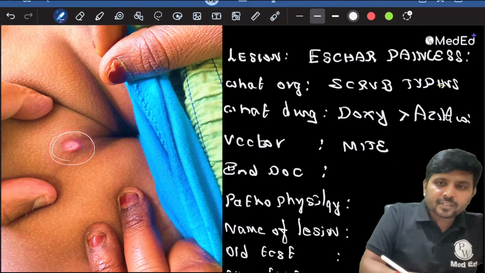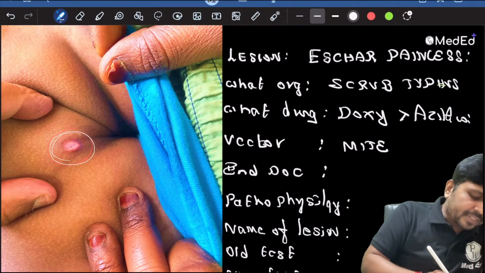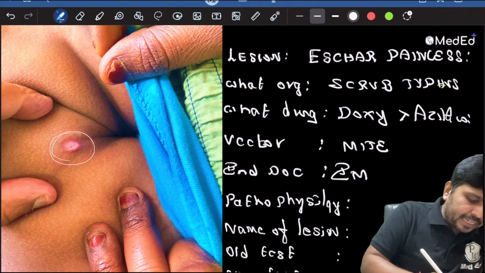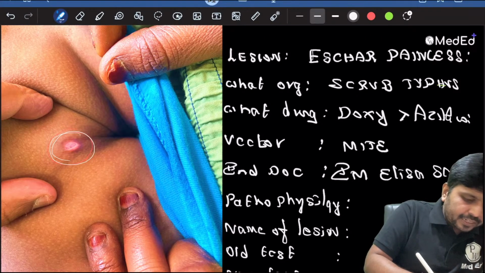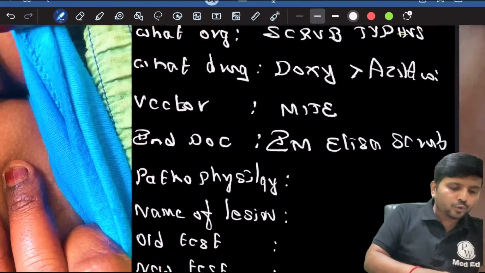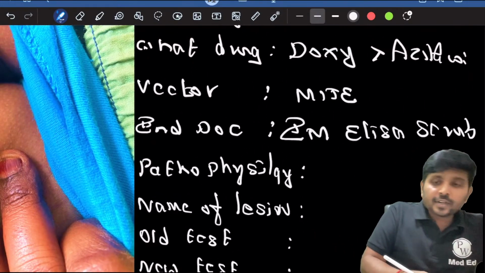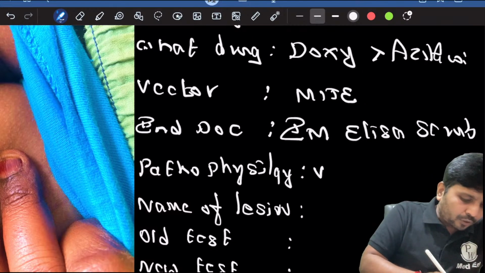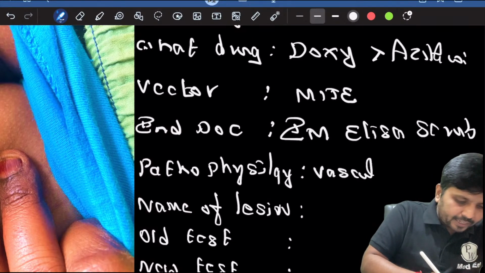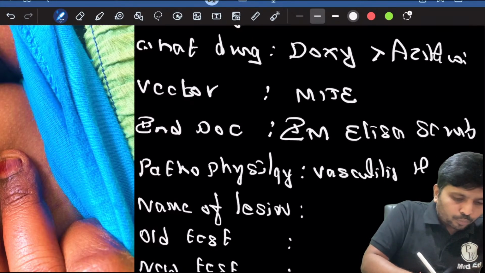So what is the investigation of choice? Investigation of choice is IgM ELISA for scrub typhus. That is the test we use now. IgM ELISA for scrub typhus. What is the pathophysiology? Pathophysiology is vasculitis, and they produce thrombosis.